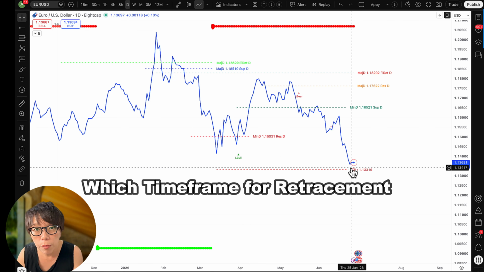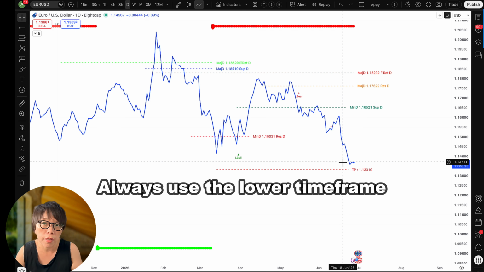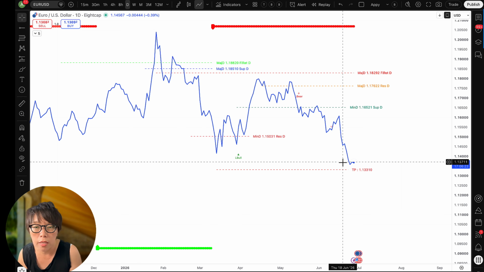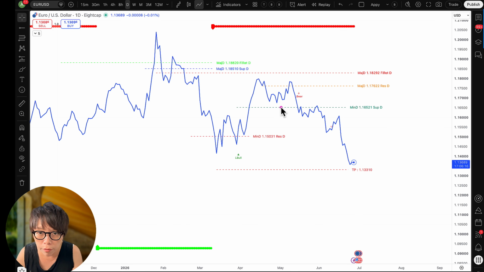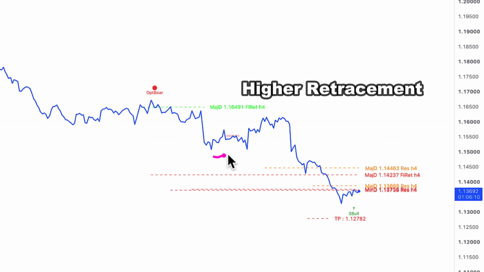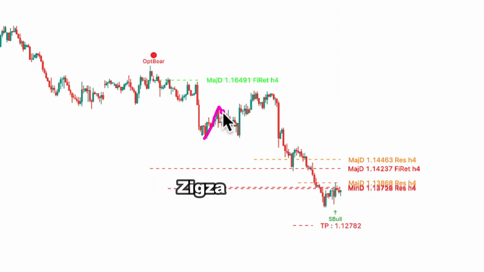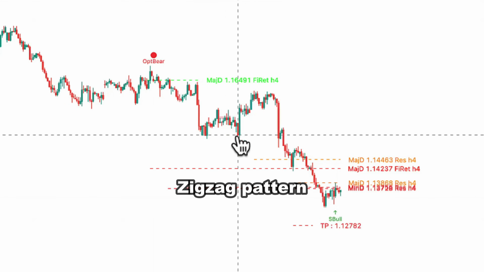Then what time frame do I use for that retracement after it's confirmed? It's always the lower time frame. You don't want to use the higher time frame, because the higher time frame already says that the dollar is going to strengthen, and hence the euro is likely going to weaken, and the support level was already broken. So I will always go to the lower time frame to look for, again, retracement higher. And I always look for this particular pattern, which is the zigzag pattern here, and it works very, very well.